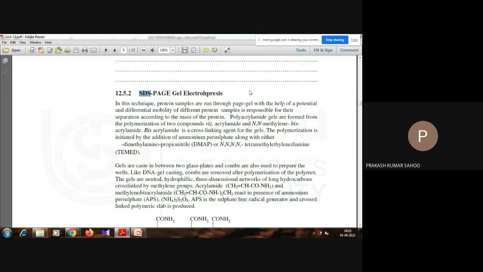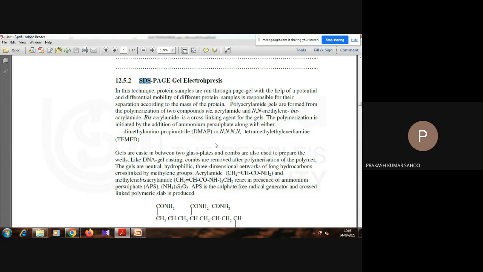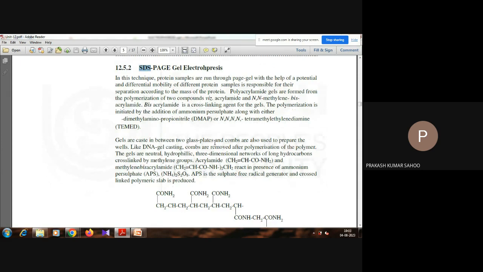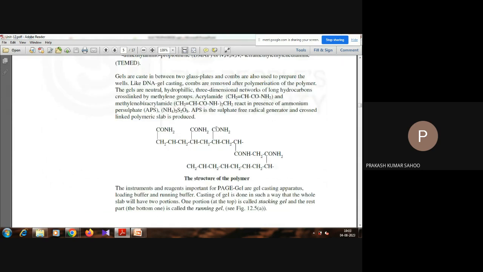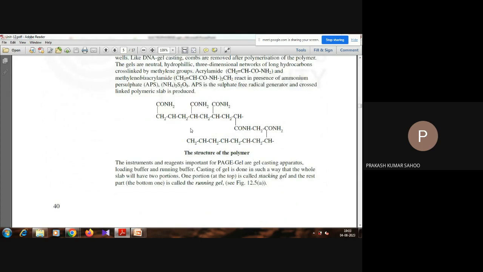Okay, so bisacrylamide is a cross-linking agent for the gel. The polymerization is initiated by the addition of ammonium persulfate along with either dimethylaminopropionitrile (DMAP) or N,N,N',N'-tetramethylethylenediamine, that is TEMED. So we have this structure of the polymer here, where different constituents get interlinked to form a chain-like structure.